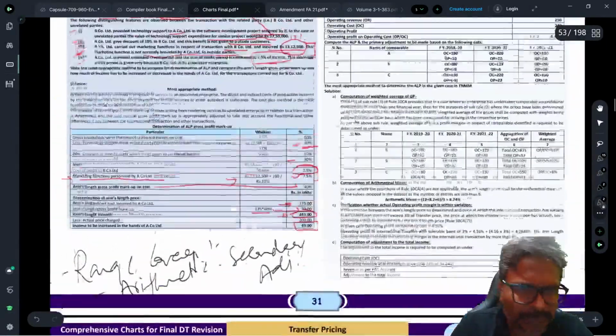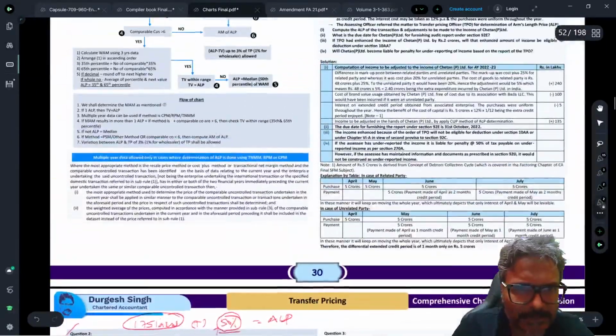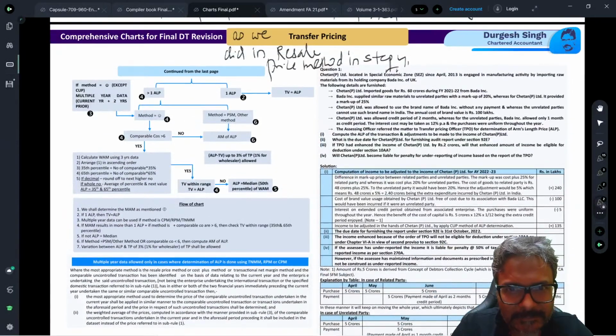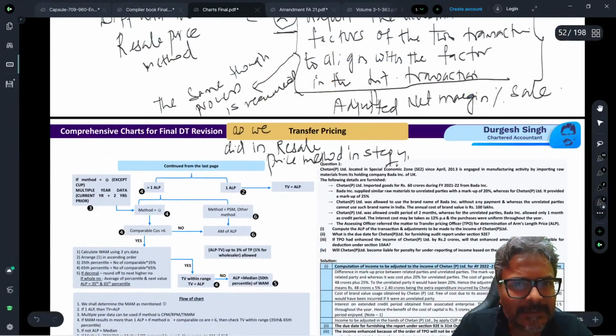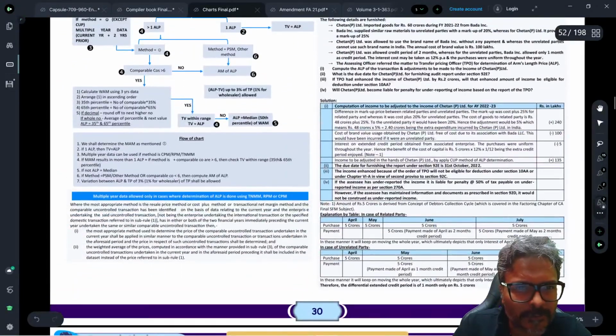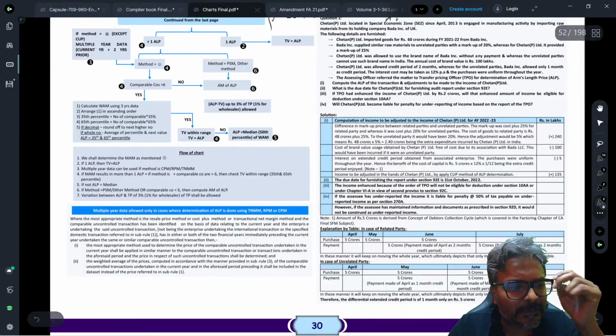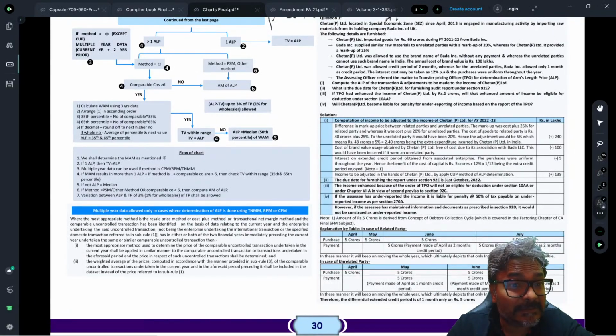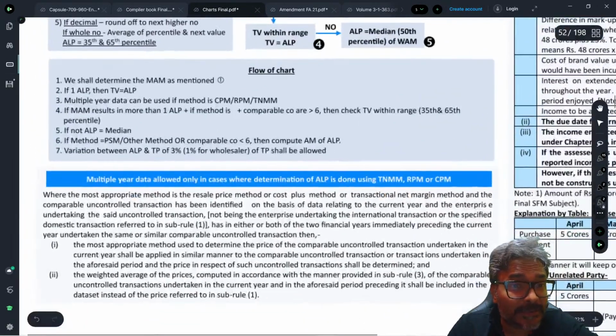Now, students, what is left? Let's try to deal with that one. What is left now? Multi-year data. There are two things which I'll now discuss, and that should be all. Transfer pricing is over from my side. Two things, students, are left. One is this multi-year data concept I just wanted to discuss with all of you.